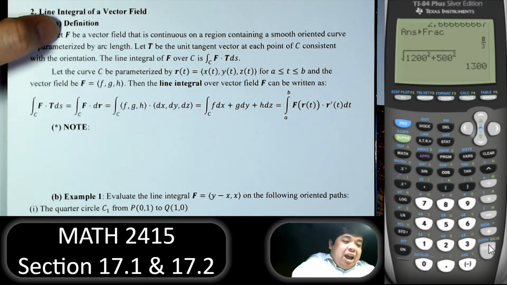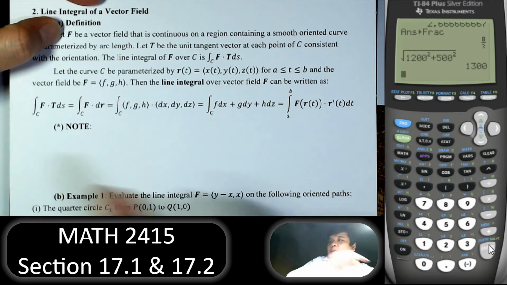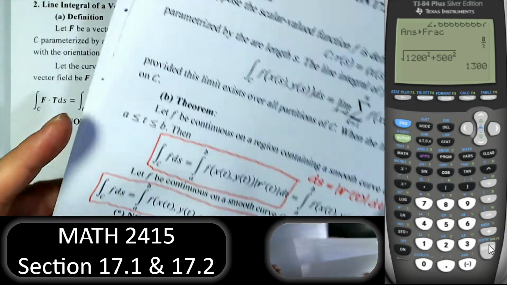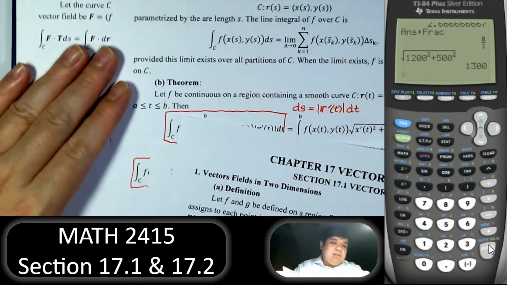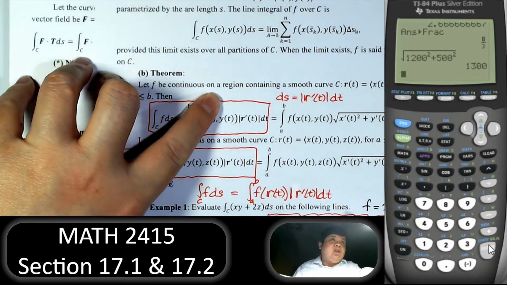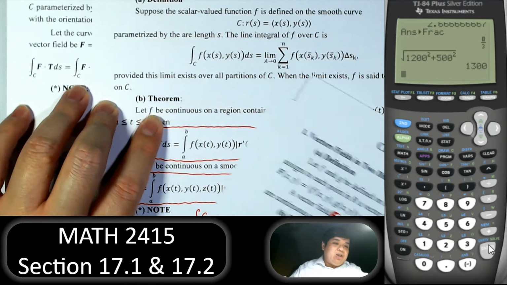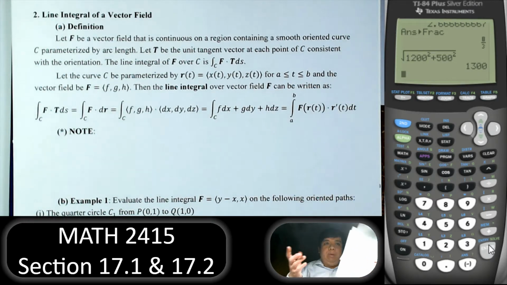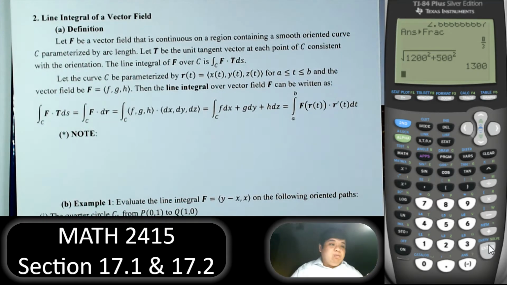So let F be the vector field. So completely different than what we have earlier, right? What we have earlier is, let f be a continuous function. So this is the scalar function. This is the vector field. So like I said, notation is extremely important. We have to write it correctly.